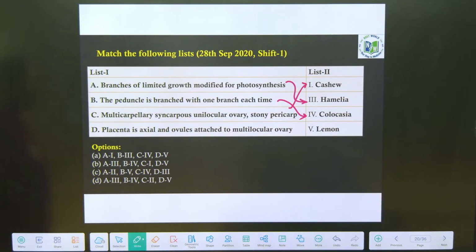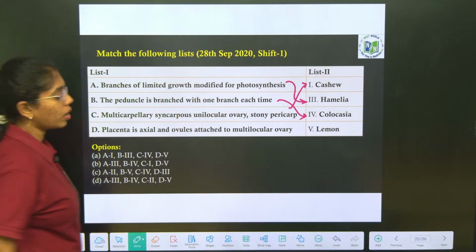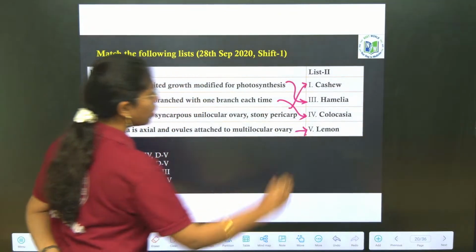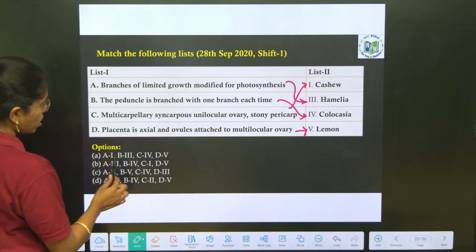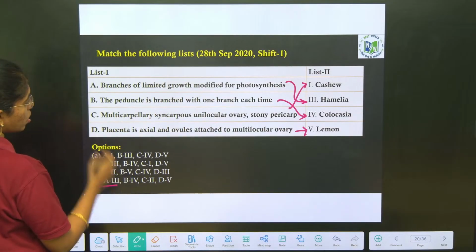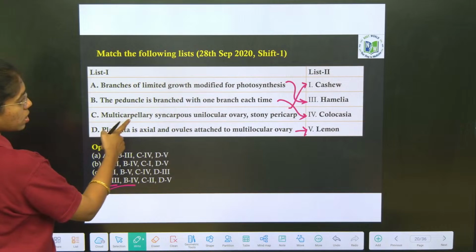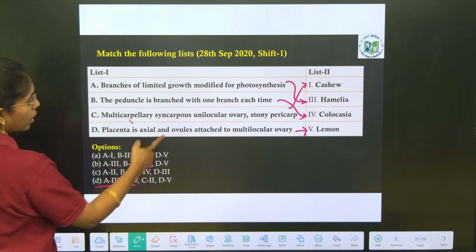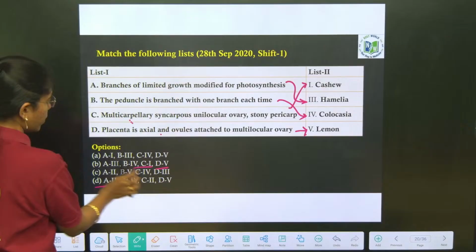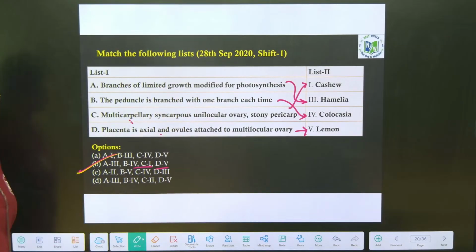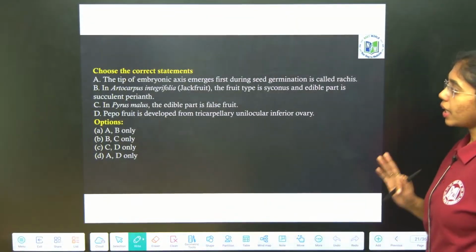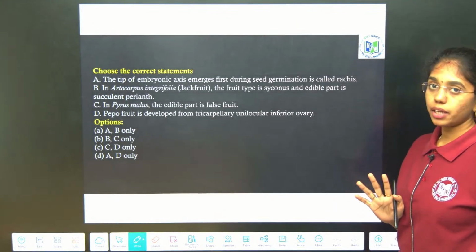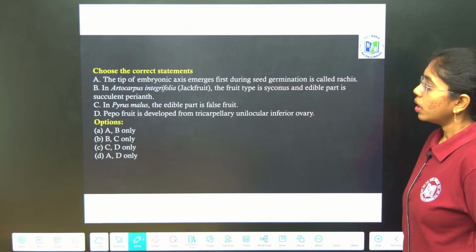Placenta is axial and ovules attached to multilocular ovary, observed in lemon, okay, which has axial type of placentation. So, here A is 3, B is 4, C is 1, D is 5. Option B is the right answer. Clear, right, ma? Next question. Nothing like you have to remember the examples at any cost. That is the only thing we can do.